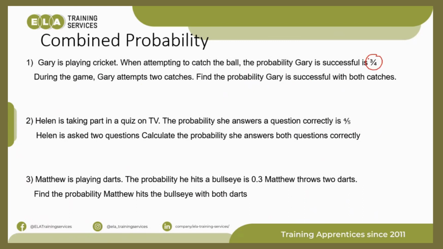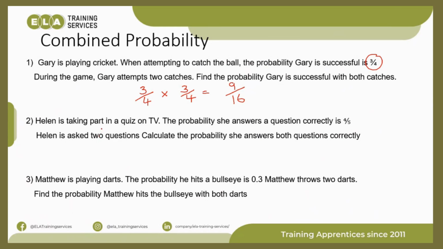So here we know the probability is 3/4. Because it's both catches, so it's 2, we're going to do 3/4 times 3/4. And we're multiplying fractions, we go across the top and across the bottom. So 3 times 3 is 9, 4 times 4 is 16, and we've got our answer. Okay, let's try that again.